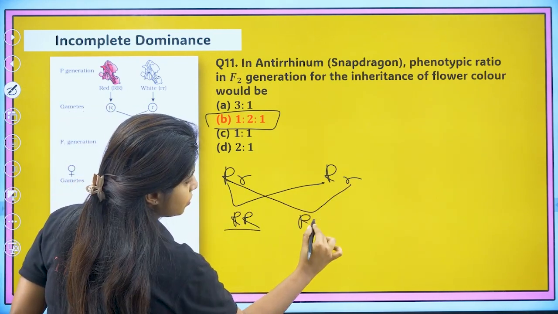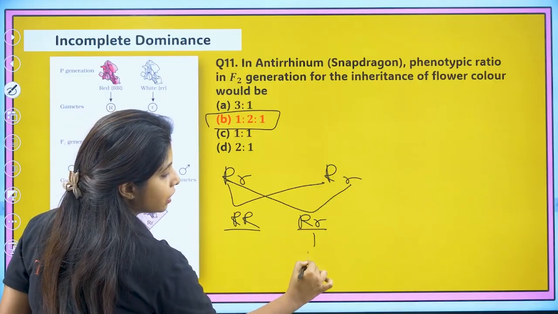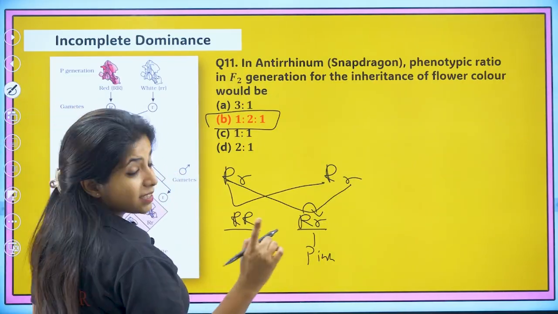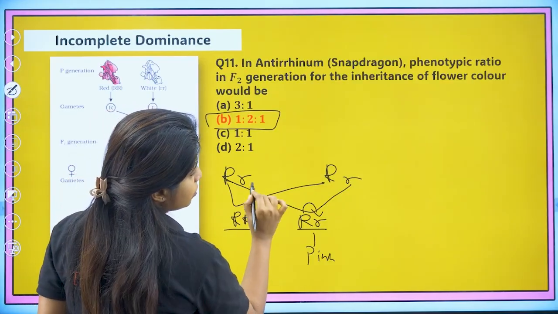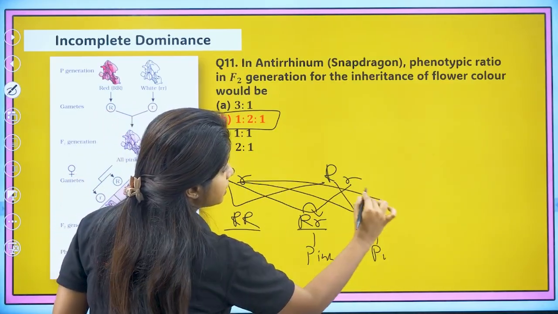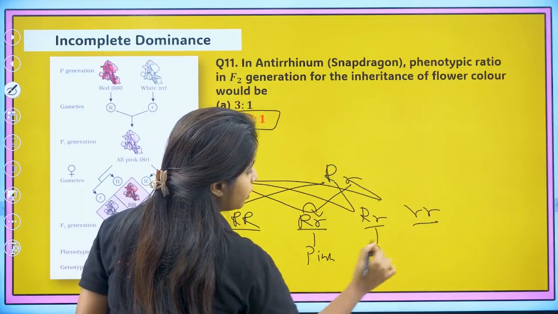This and this goes, this would be what? Pink in color. Why pink? Because it is incompletely dominant, not completely dominant. This is an example of incomplete dominance. Now this and this come together, again capital R, small r, again pink, my dear children. This and this come together, small r, small r, it would be white.